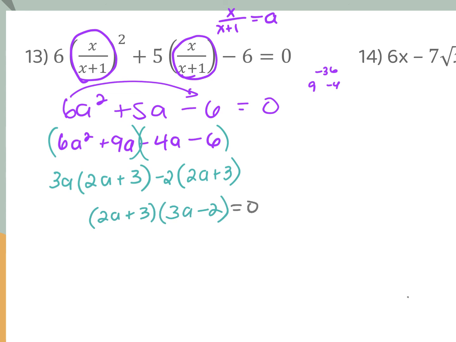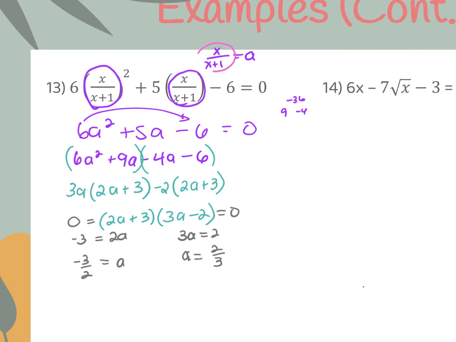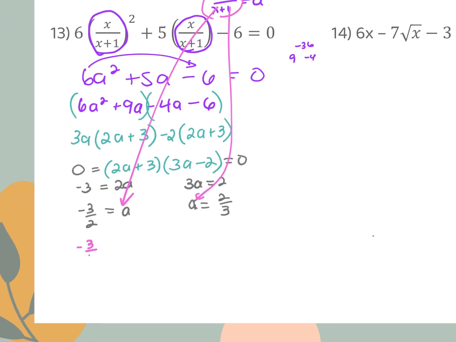Split and solve. 2a equals negative 3, a equals negative 3 halves. 3a equals 2, a equals 2/3. Am I done? No, I gotta set it back equal to the a value. So negative 3 halves equals x over x plus 1, and x over x plus 1 equals 2/3.